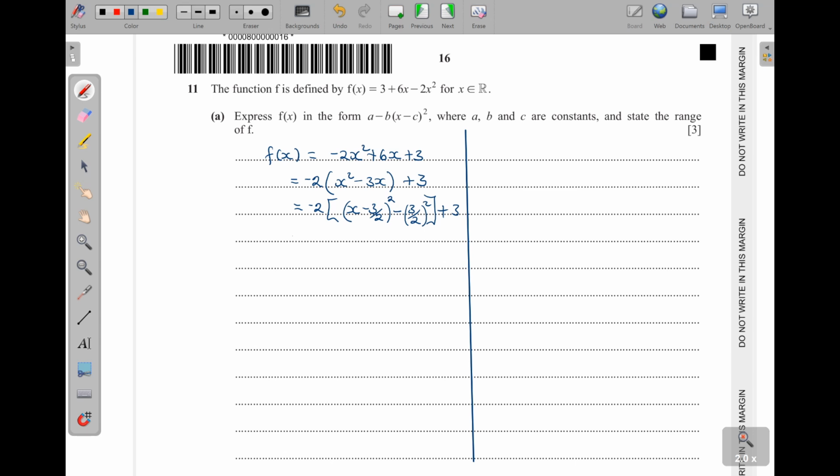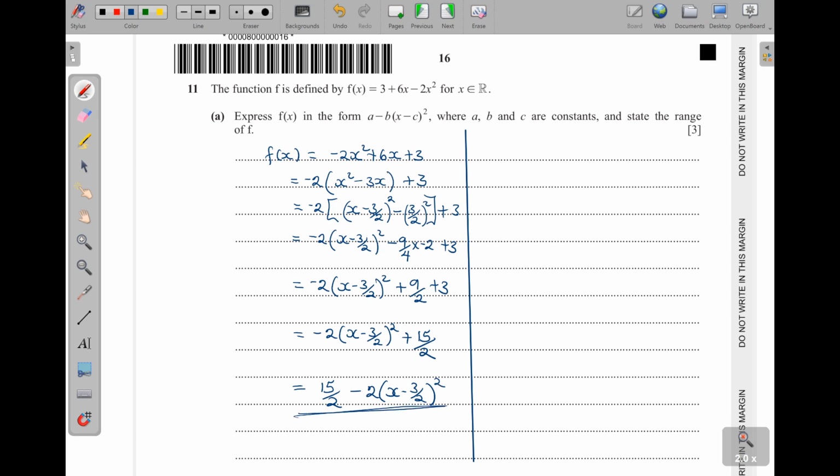Now you can open up the brackets. We have -2 multiplying x minus 3/2 squared, and then you have 9/4, then times the -2, then +3. So we shall have -2 into x minus 3/2 bracket squared, and then plus 9/2, then +3. So 9/2 is actually 4.5. So +3, you get 7.5, which is the same as 15/2. So in the format they told us to express this in, it will be 15/2 minus 2 into x minus 3/2 brackets squared. So this is our answer here.